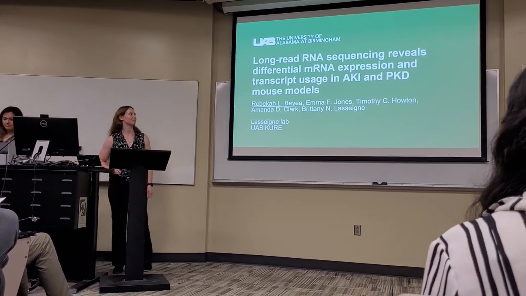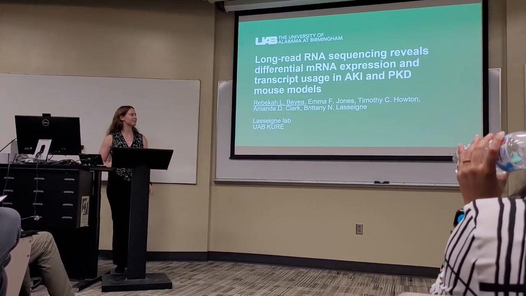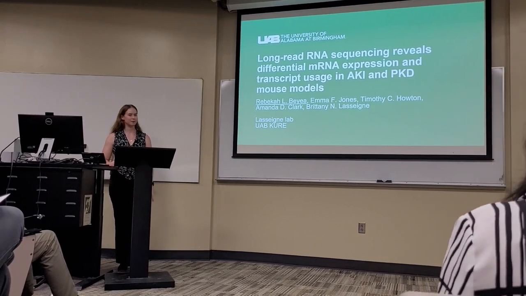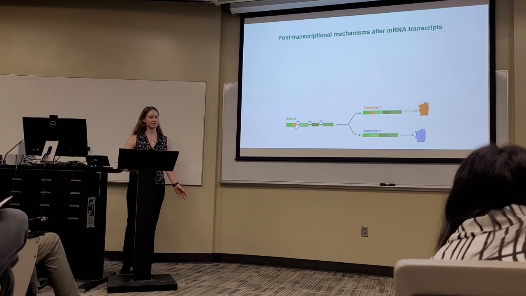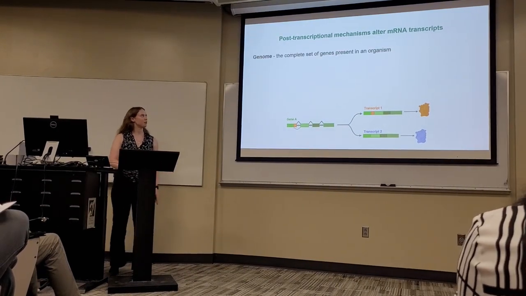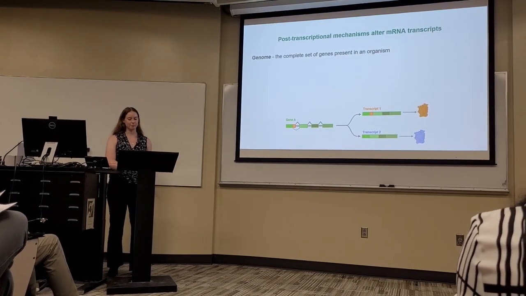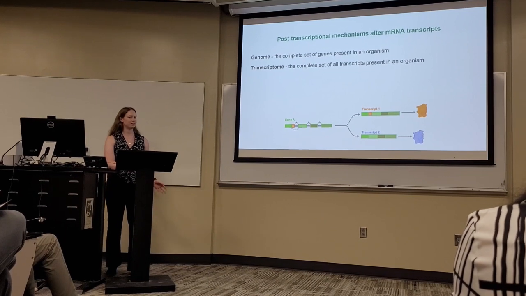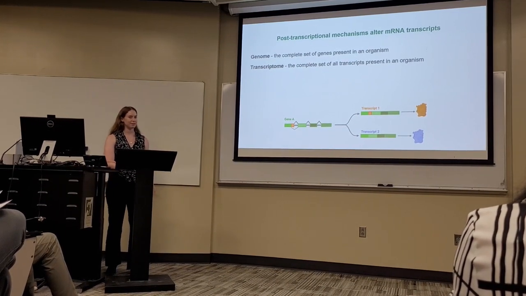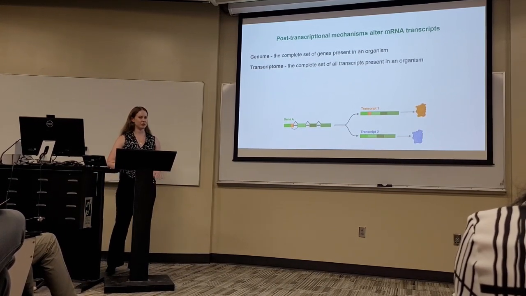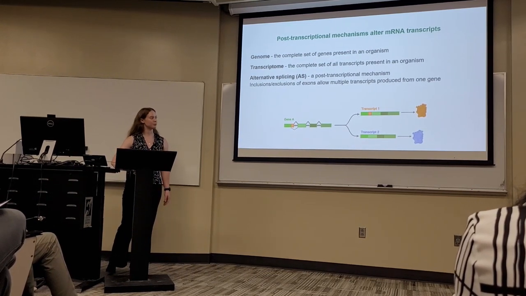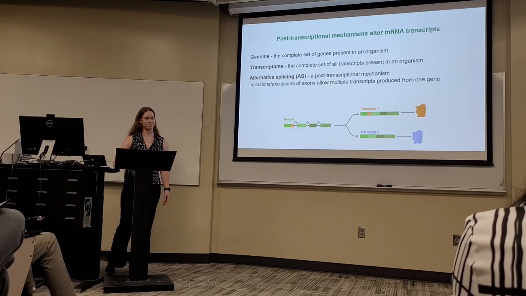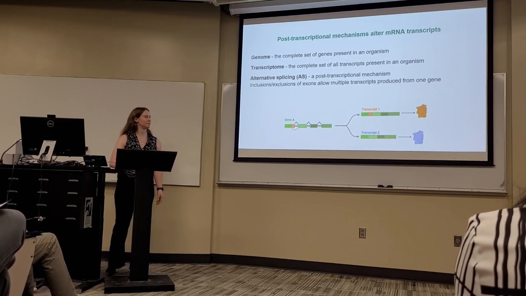Yes, thank you. So this summer I analyzed RNA sequencing data in our mouse models for acute kidney injury and polycystic kidney disease. Let me start with some background information. The genome is the complete set of genes in an organism, while the transcriptome is the complete set of transcripts in an organism. After the process of transcription from gene into transcript, there's a mechanism called alternative splicing that allows multiple different transcripts to be produced from the same gene, depending on which exons have been included.